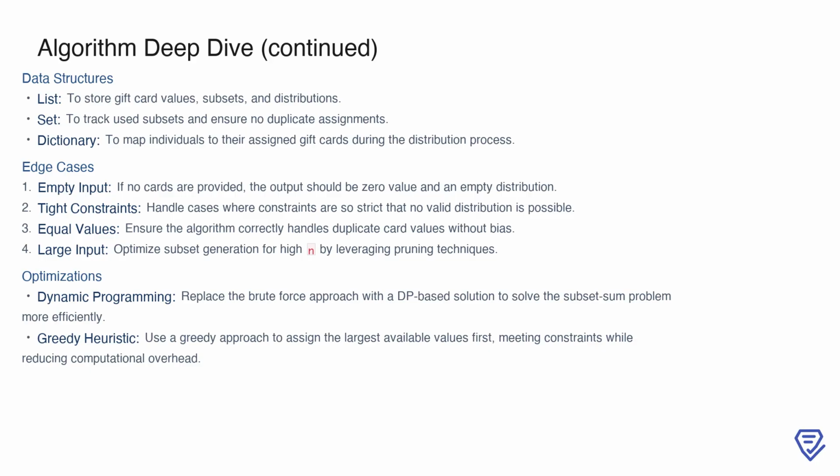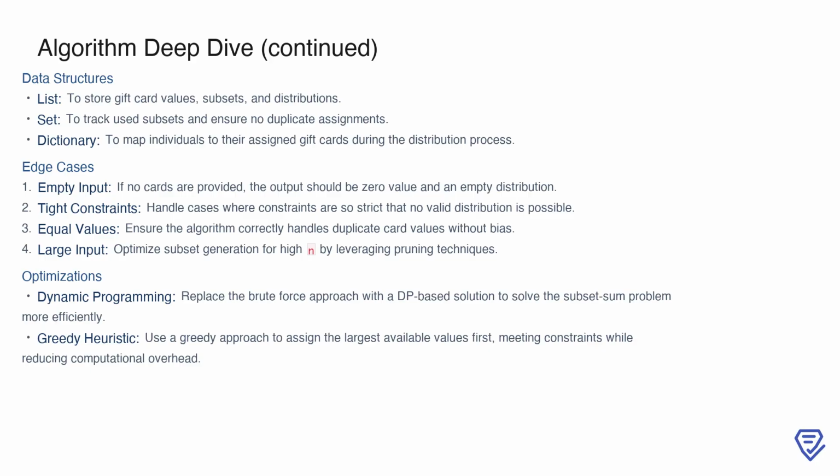A list is used to store the gift card values, the subsets, and the distributions. A set is particularly useful for tracking used subsets, ensuring that no duplicate assignments occur. Finally, a dictionary helps map individuals to their assigned gift cards during the distribution process, making it easier to track and retrieve assignments. There are also several edge cases to consider.